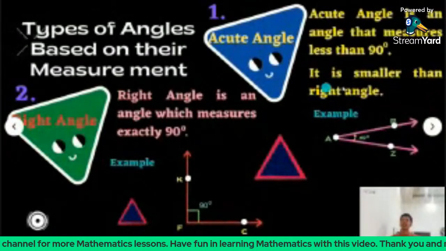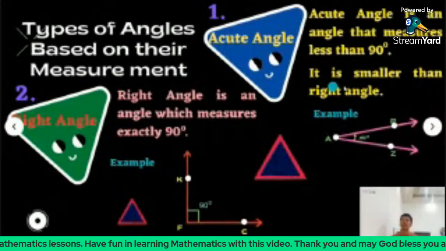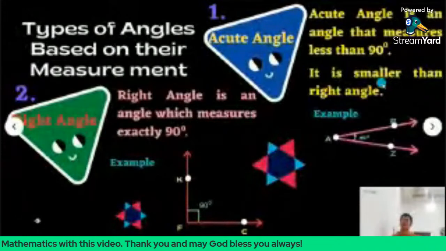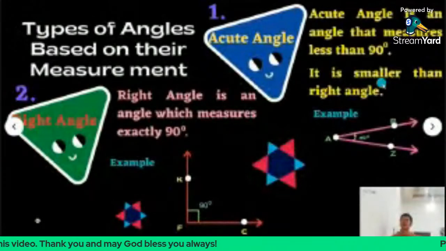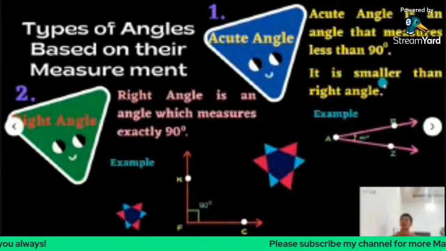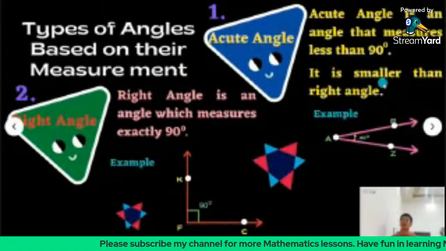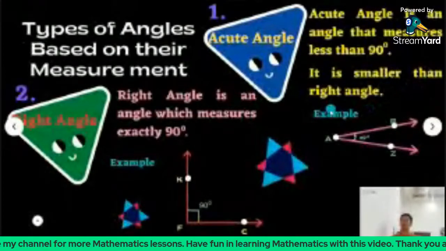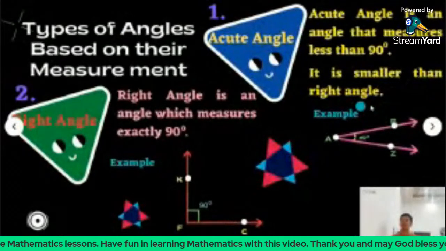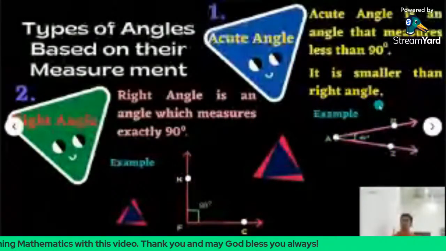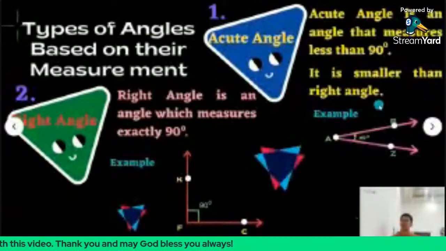Just like for this example, we have angle CFK or KFC. And the measurement of the angle is 90 degrees. As you can see, the denotation or the symbol here, the green curved line forming a square, denotes a measurement which is 90 degrees.